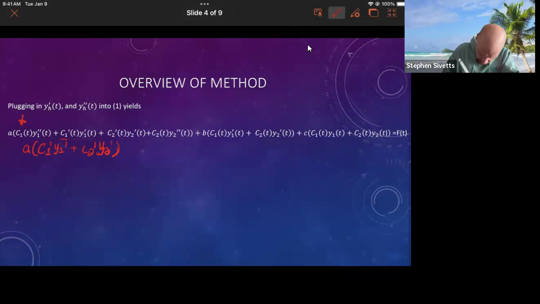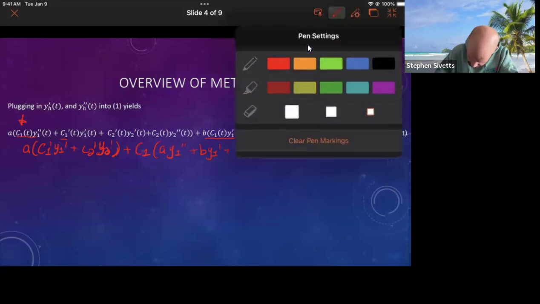And then I'll have this term along with this term here with the y1 prime of t and also with this term. So if I factor a c1 out of those terms, I'll get a times y1 double prime plus b times y1 prime plus c times y1. So that's pretty neat.